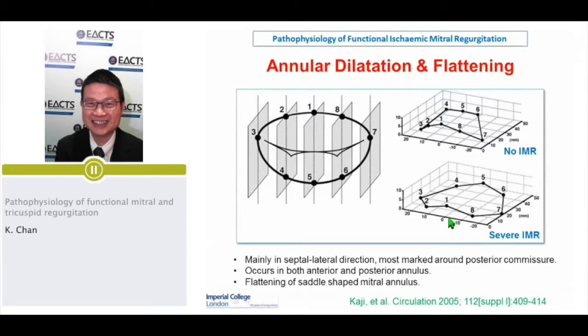Along with that, there's a flattening of the saddle shape of the mitral annulus. And the dilatation is most marked in the anterior-posterior direction, points 1 and 0.5, and also around the posterior commissure, point 0.6.